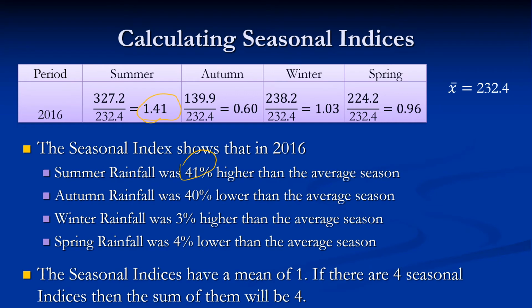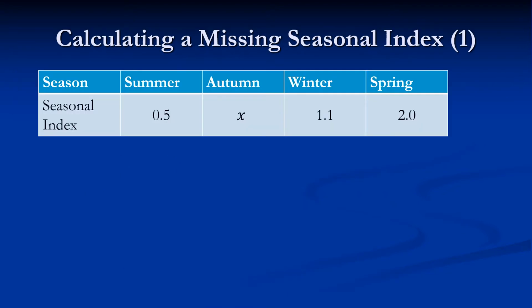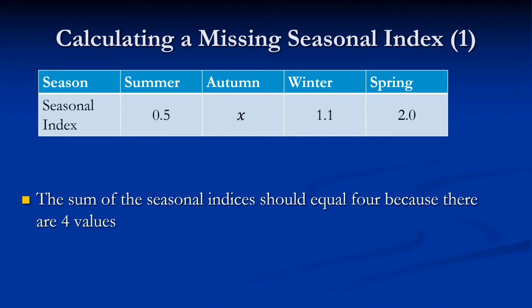So the seasonal indices will have a mean of 1. So that means if we add all 4 of them up together, so 1.41 plus 0.60 plus 1.03 and 0.96, we should equal 4. So if we have a seasonal index, a question I might ask you is to calculate a missing seasonal index. So what must we do?